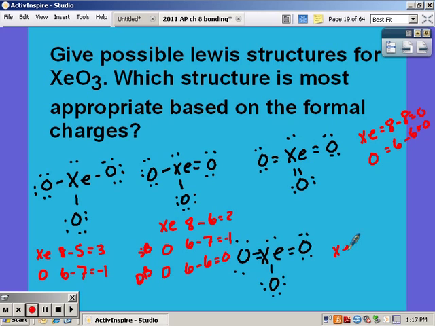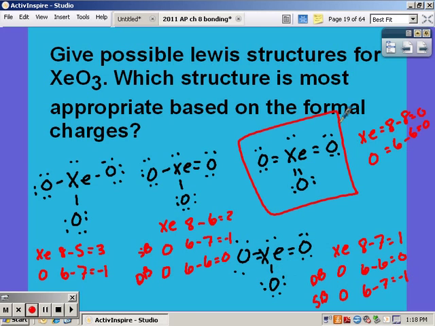And looking at the last one, xenon is 8 minus 7, giving you a 1. And this double bond oxygen is 6 minus 6, giving you a 0. And the single bond oxygen is a 6 minus 7, giving you a negative 1. So the third structure is the best one.